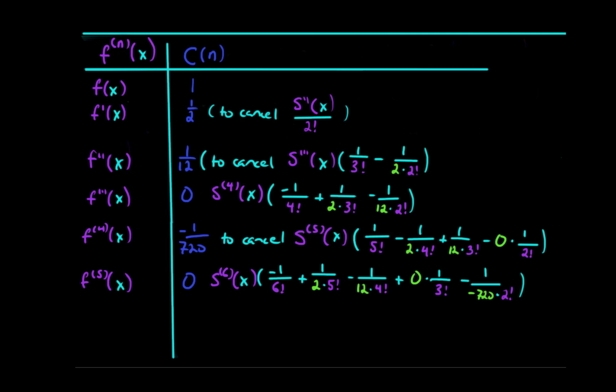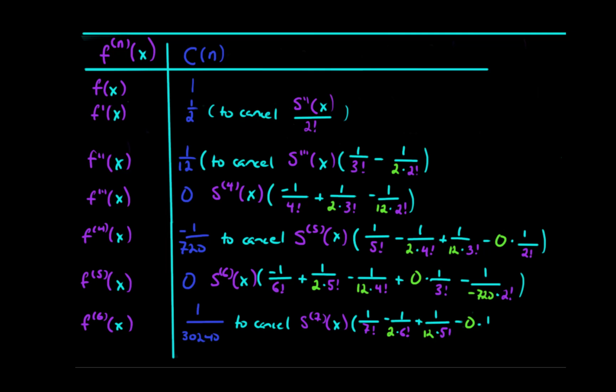And then the last coefficient we calculated, the f6 of x coefficient, we found that equals 1 over 30,240, and we got that by canceling out s7 of x times 1 over 7 factorial minus 1 over 2 times 6 factorial plus 1 over 12 times 5 factorial minus 0 times 1 over 4 factorial plus 1 over negative 720 times 3 factorial plus 0 times 1 over 2 factorial.